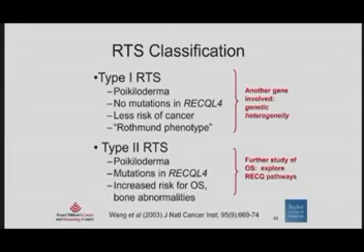The type 1 patients suggest genetic heterogeneity, that is, that there are other genes that cause the clinical disease RTS, and the type 2 patients give us further impetus to study the RECQL4 pathways in the pathogenesis of osteosarcoma.